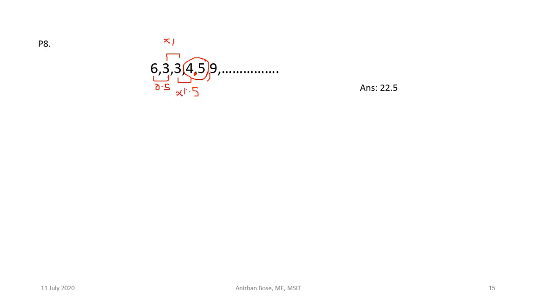This is 1.5 multiplication, and then you see the multiplication of 2. Okay, 9. Then it will be multiplication by 2.5. So 9 into 2.5 is 22.5. So that will be the answer.